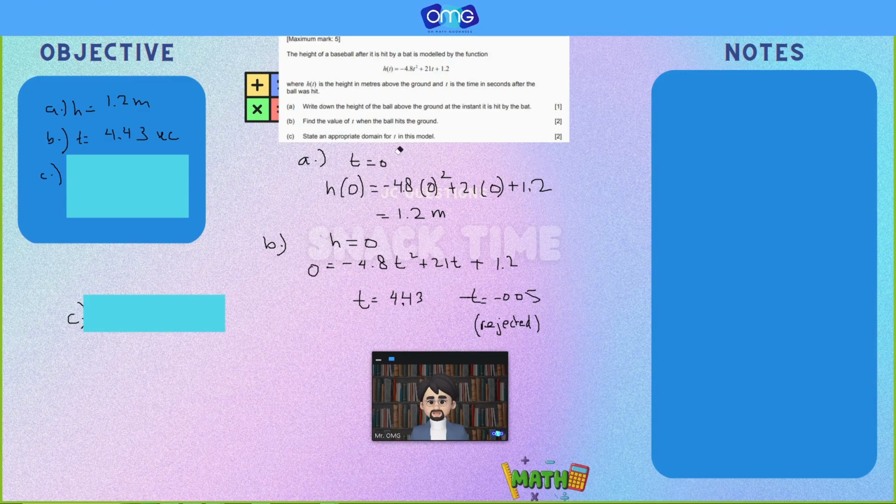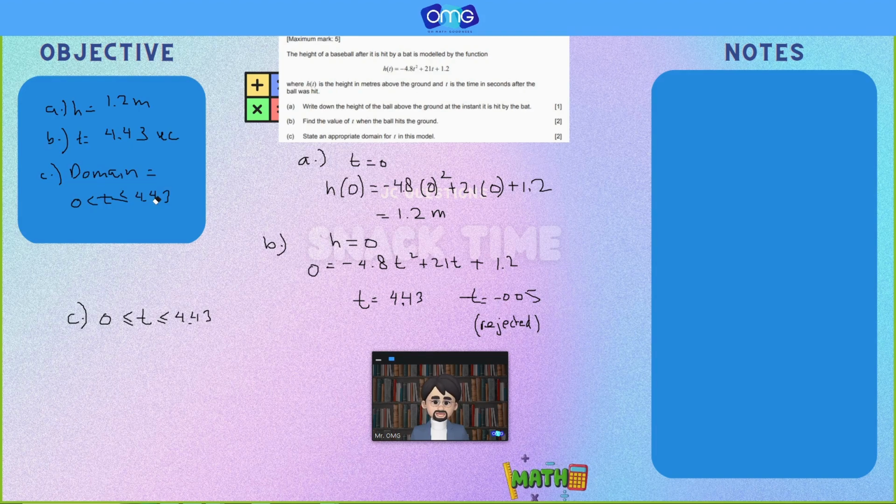Find the appropriate domain for t. That's the time from when it is hit until it hits the ground and stops. So the domain is from 0 when it starts to be hit until 4.43, and that's the answer.